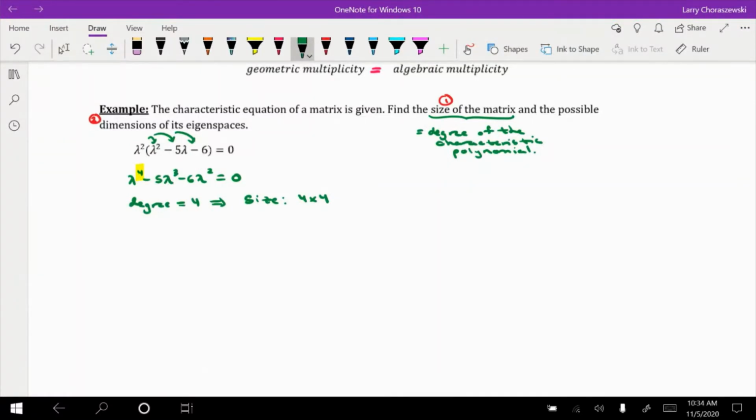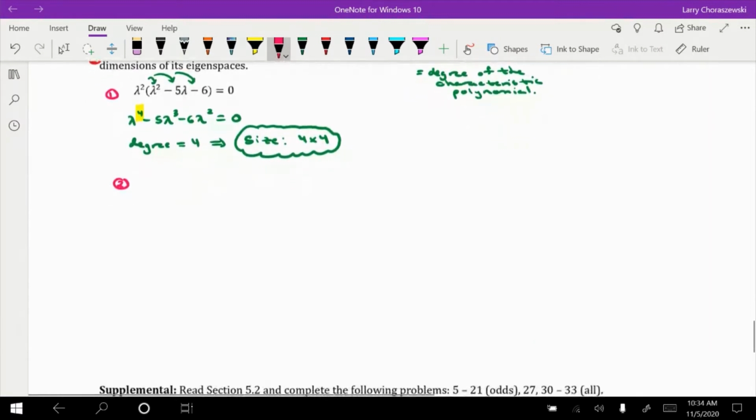If it were 3 by 3, then our characteristic equation would have degree 3, because there would be 3 factors of lambda minus something being multiplied out. And if it were degree 5, there would be 5 factors of lambda minus something we'd have to multiply out. So the only way the degree could be 4 is if the size of the matrix is 4 by 4. So that's the first. Second part, I like a lot better. It's kind of fun in my opinion. So I'm going to write out the equation that they provided us.